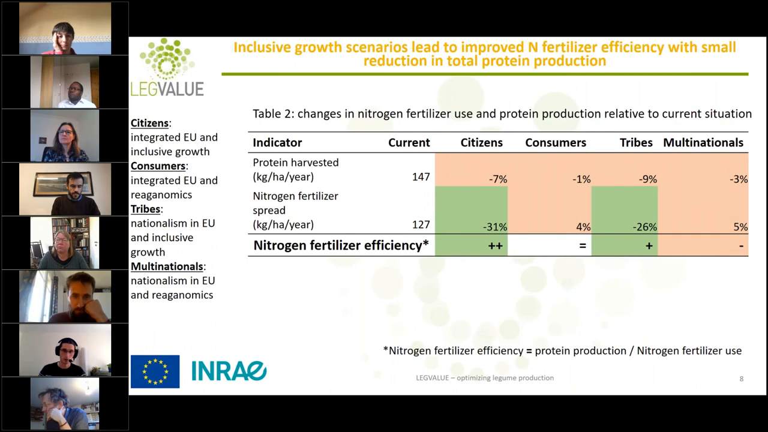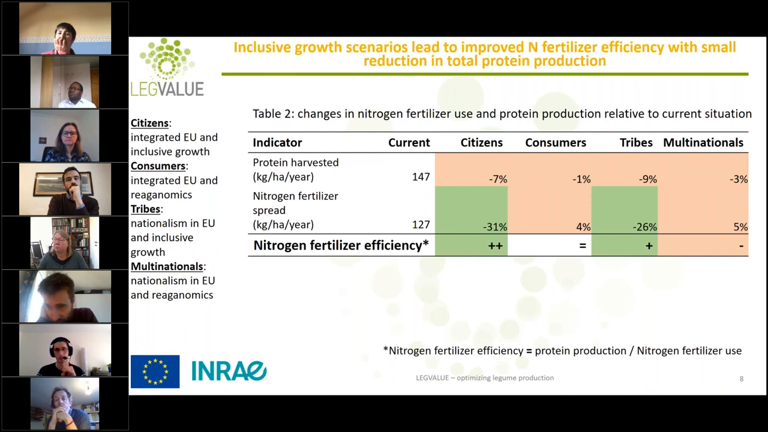So none of the scenarios, which was quite interesting, increase the amount of total protein harvested, even in the case where we have more than 15% of legume in arable land. This is because protein content of legume is very high compared to cereals, but the yield relative to cereals is also very low. So overall, if you increase the share of legumes by removing oilseed crops and cereals, you do not change that much the amount of crude protein you create.